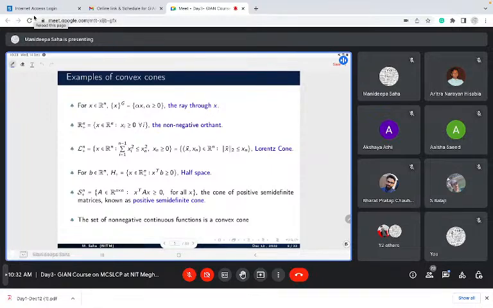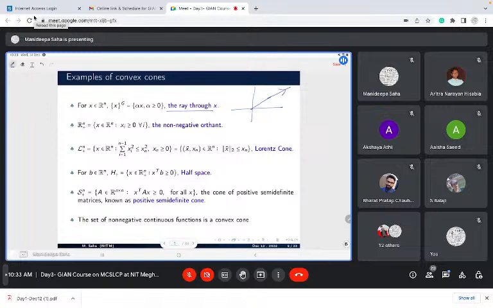A few examples of cones. Since my main concern here is to discuss the cones, let us see a few examples. The first is only the ray. If x is any vector in the vector space, then if we consider the ray, this is of course a cone.